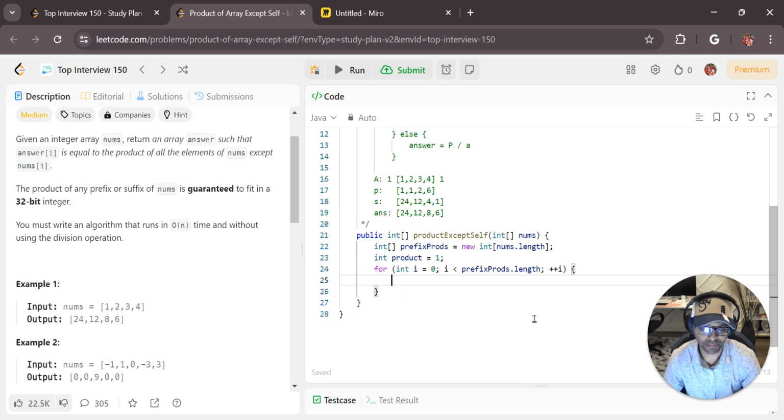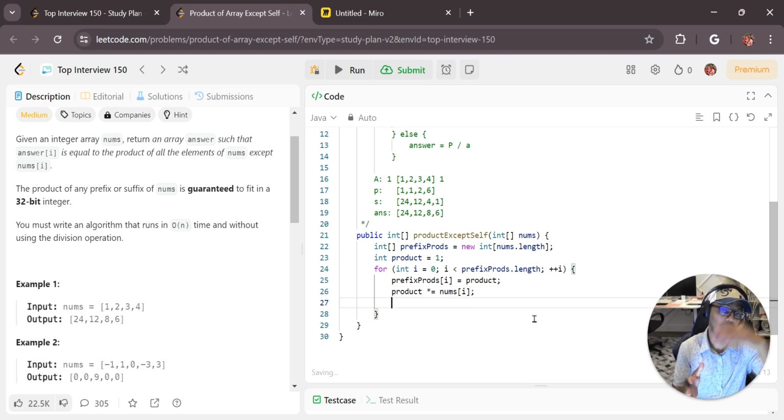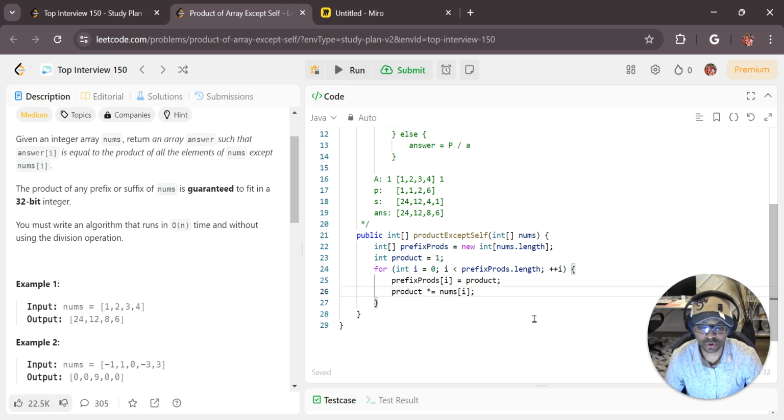And then, before we multiply ourselves to the product, we need to assign the product to the prefixProds at that location. So prefixProds of i equal to product, because it doesn't include ourselves, right? That is the definition of prefix product, which is the product of all the numbers before us. Okay, and now we say product times equals nums of i. We multiply ourselves to the product because the numbers after us need us in the product. Okay, so that should do it.